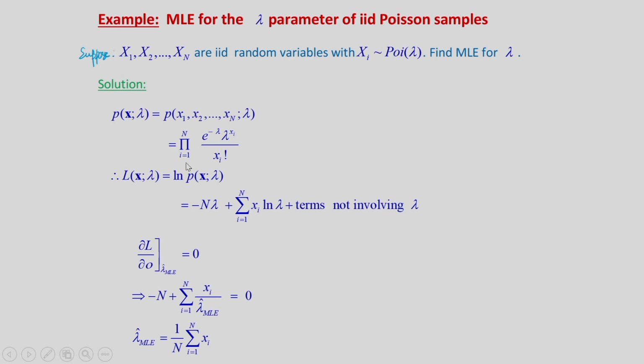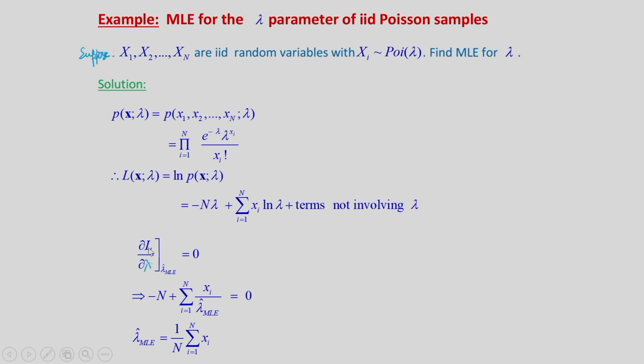Now, because exponential terms are there, taking the logarithm will be easier. So, L of x, lambda will be log of p of x, lambda. Because n terms are there, we will get minus n lambda plus summation xi, i going from 1 to n, log of lambda, plus terms not involving lambda. Because we want to take the partial derivative with respect to lambda, we need not consider the terms which do not involve lambda.